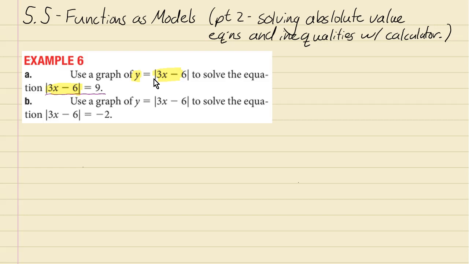So this is essentially the same as asking the question, what values of x make y equal to 9? Because on the graph, the absolute value of 3x minus 6 is represented by the y coordinate.